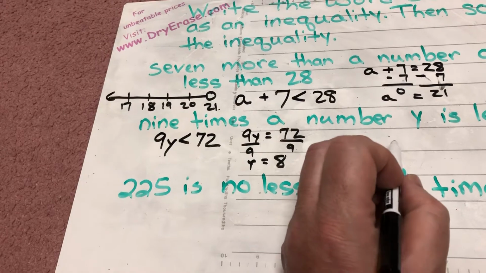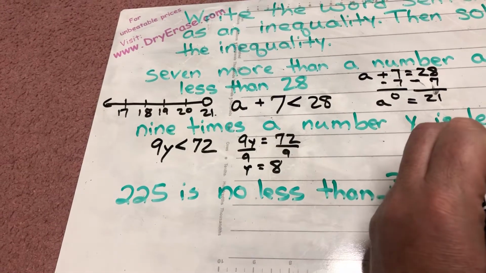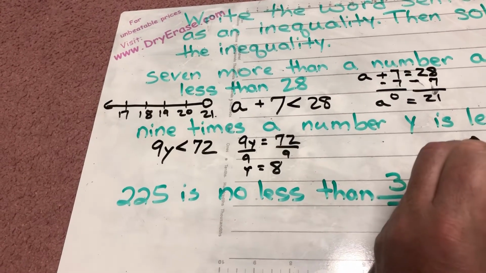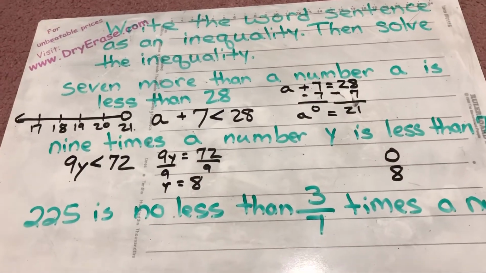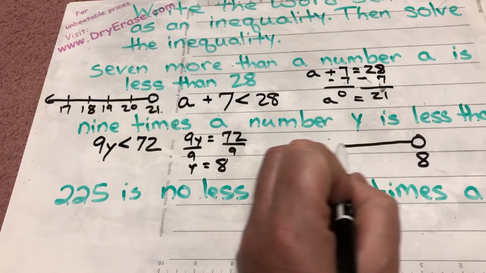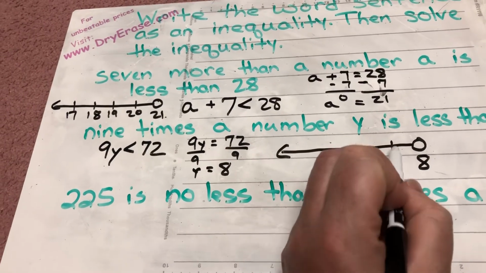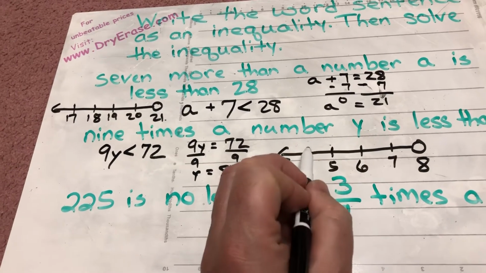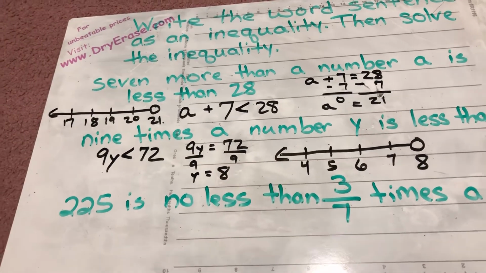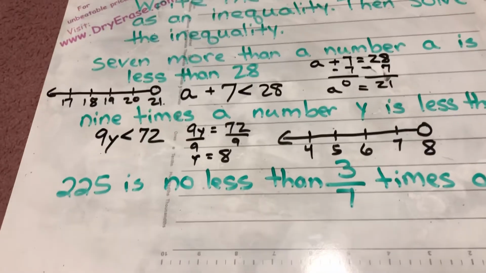So what we want to do then is go ahead and graph it. It's going to be an unshaded circle because y cannot equal 8. It has to be less than 8. Okay, and we're going to move it left, and it's going to be 7, 6, 5, 4, and as always, at least 5 numbers.